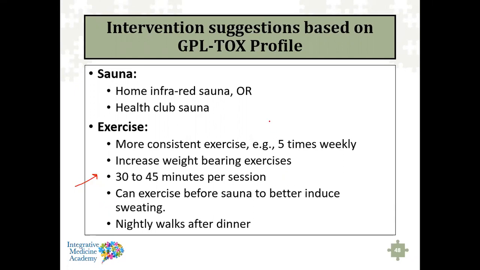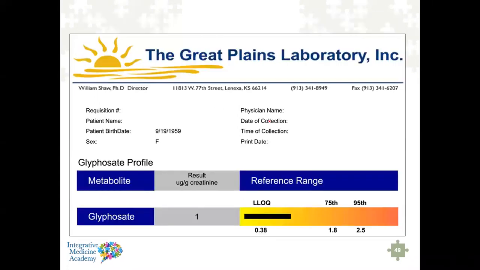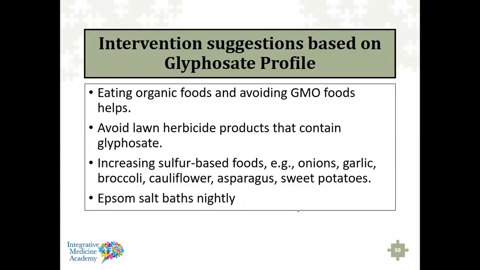Okay, but this helps to also detoxify. They came in with a glyphosate profile. Now, most everybody I see, particularly here in the United States, has some glyphosate. Unfortunately, it's just something that's sprayed all over the place. So we can avoid it through organic food consumption. Organic foods, and avoiding GMO foods.